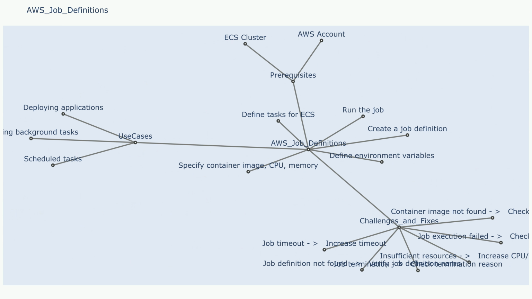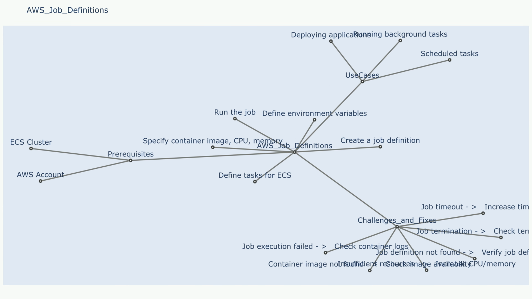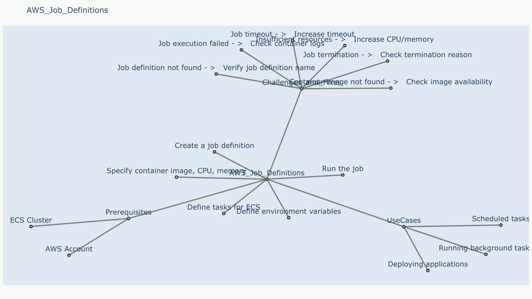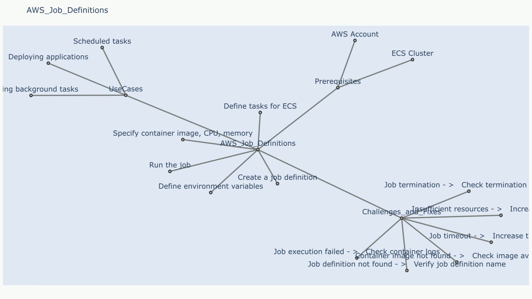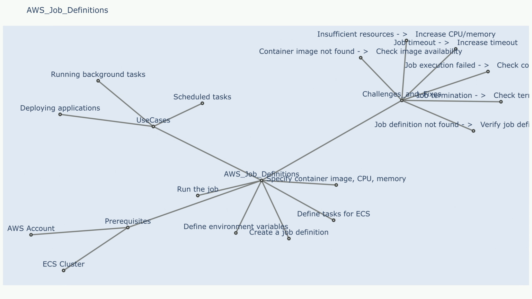Define resources. Specify the amount of CPU and memory resources required for the container to run smoothly. Define environment variables. Set environment variables for your container. These variables can be used to configure your application and provide it with sensitive information. Run the job. Once you've defined the job definition, you can run the job by launching a task using the job definition as a template.